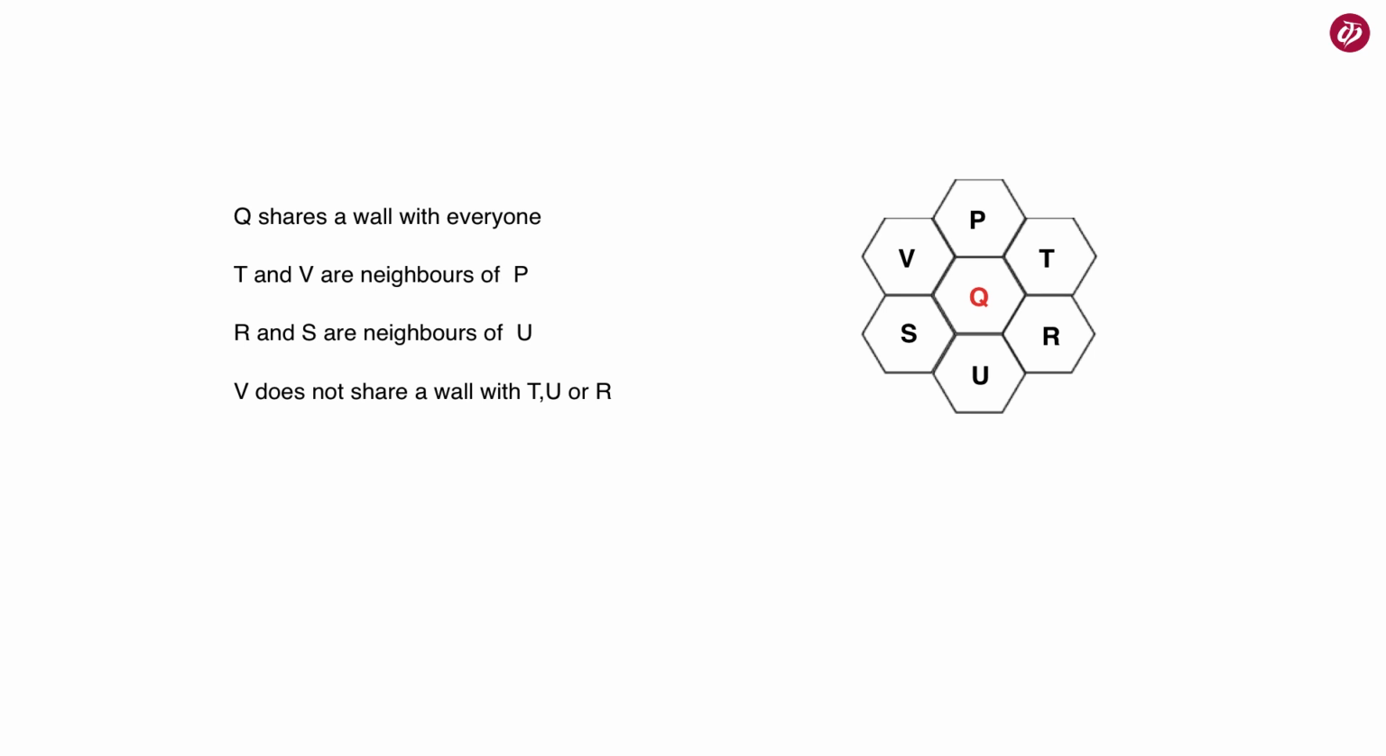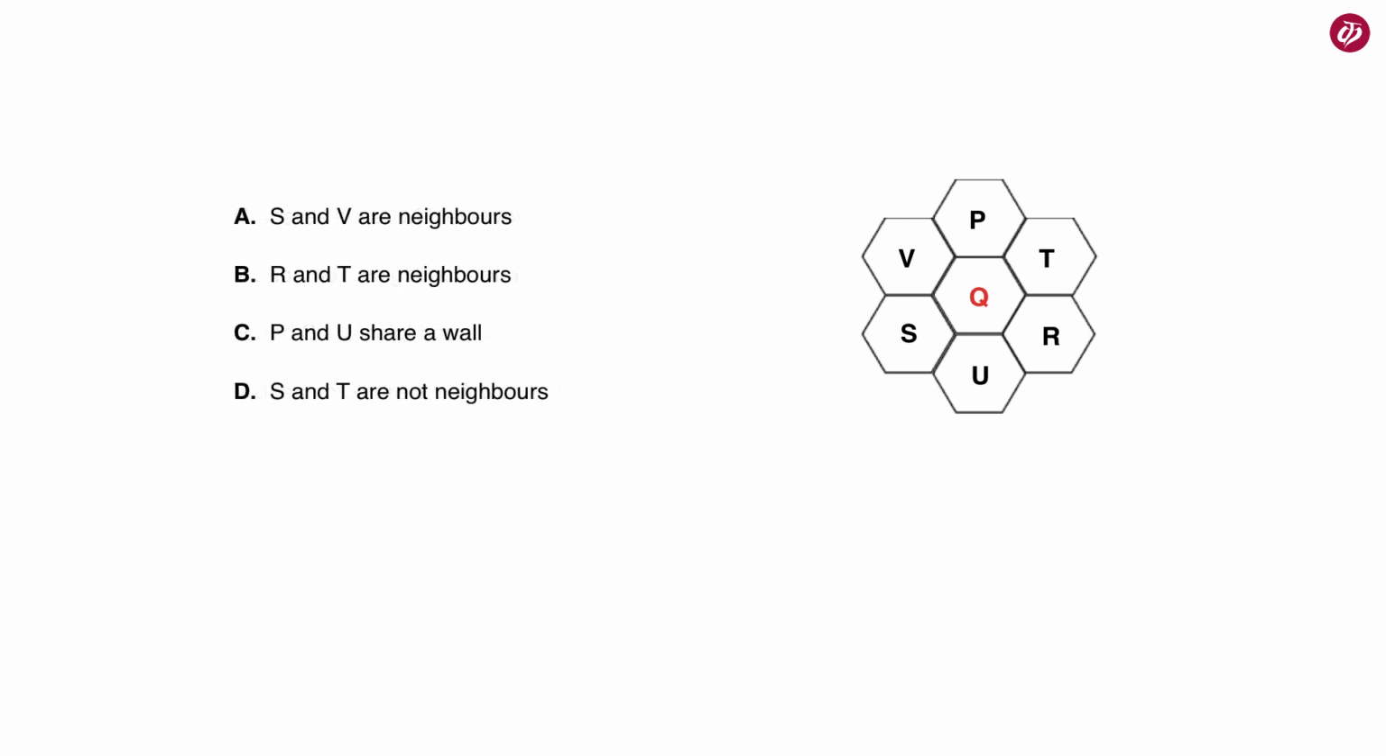They have been followed and this is the figure that we receive. So this is a correct figure according to the question. Now we will have to answer which of the options given by the question are true or false. So these were the options given to us and we have to find which of the options are correct. If you look at option A, it says S and V are neighbors, which is correct according to the figure that we have derived from the previous statements. Hence option A is correct.